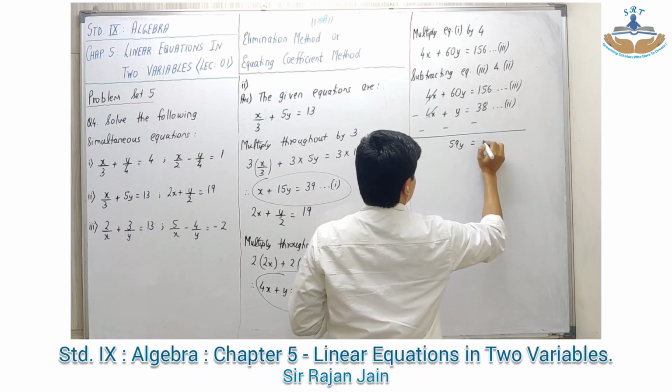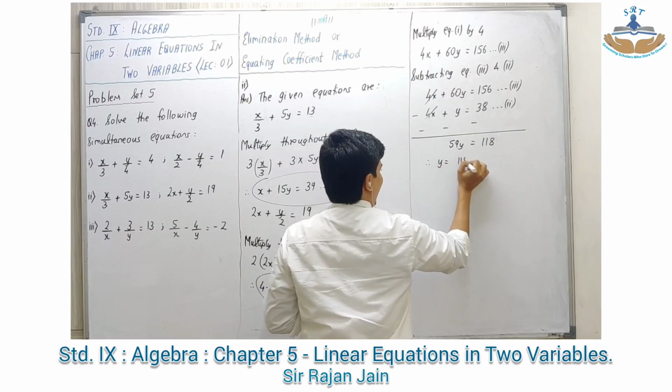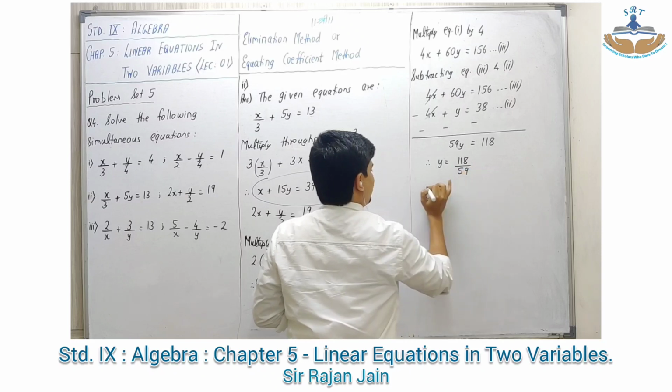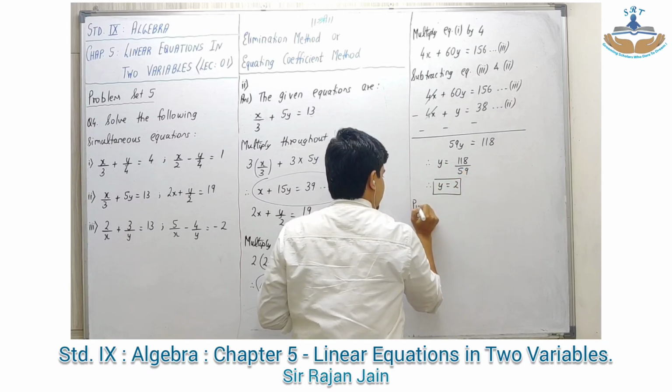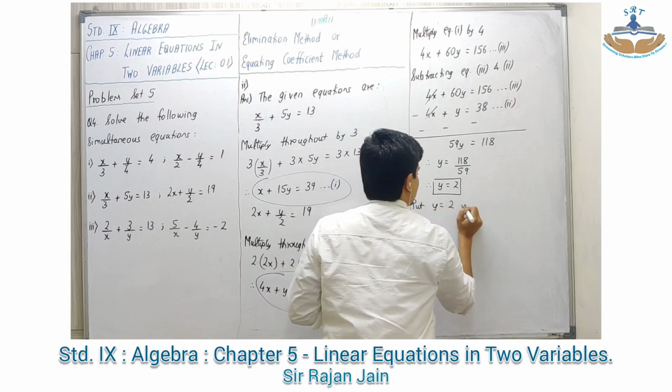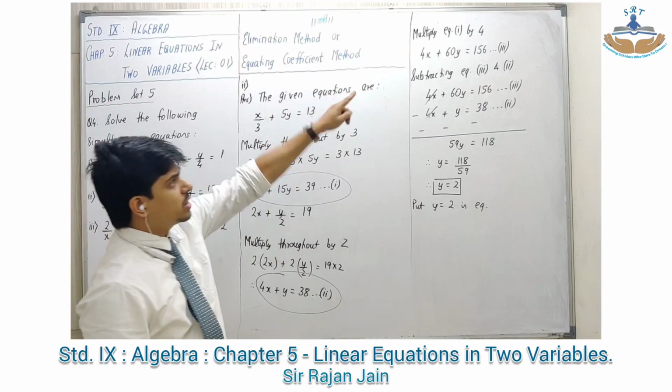Your answer is going to be 118. Y will be 118 upon 59. Y will be equal to 2. Then you say put y equal to 2 in the equation. You can put it in either equation 1 or 2 or equation 3.